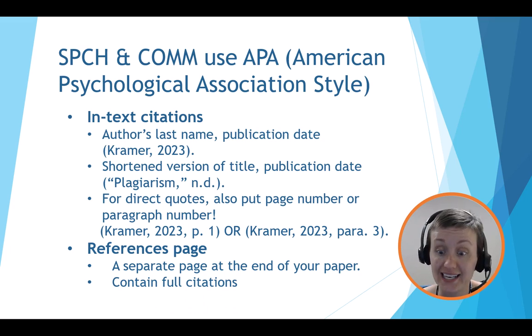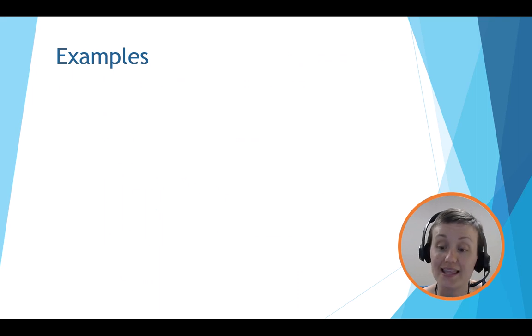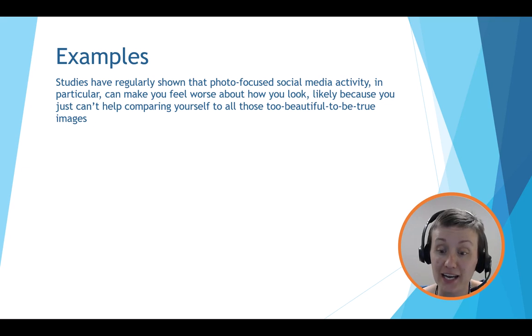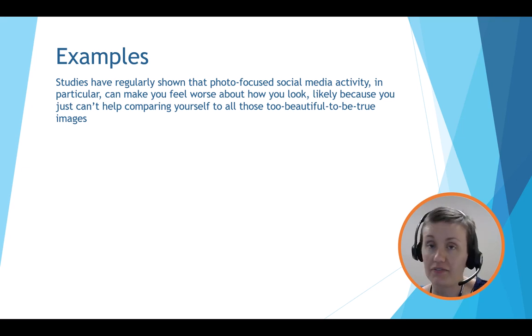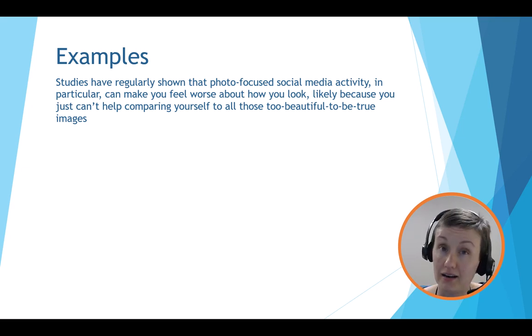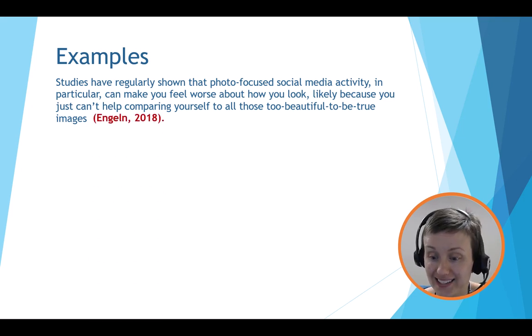Let's look first at some in-text citations and then some full citations in a references page. I have copied and pasted this sentence from the Psychology Today article we looked at in the other video. Now, if I leave it just like this, that is obviously plagiarism. So, what happens if I add the in-text citation at the end? Is it fine now, or is it still plagiarism? It is actually still plagiarism because I need to use quotation marks with a direct quote.